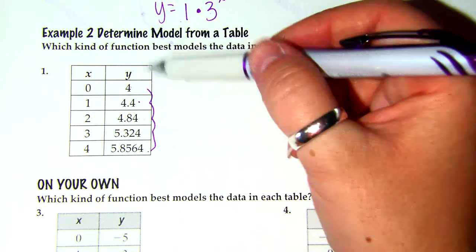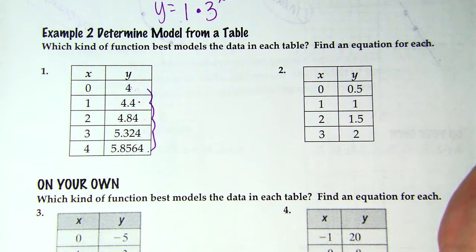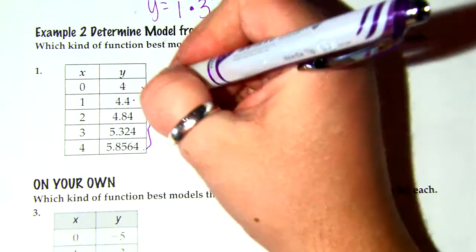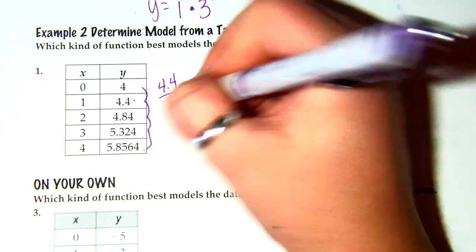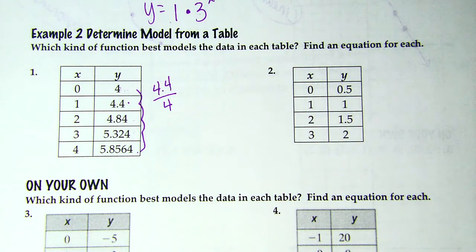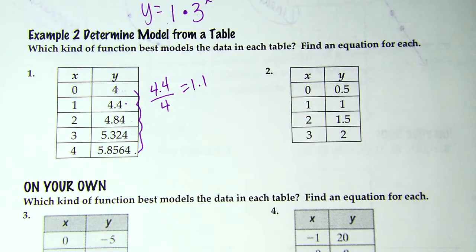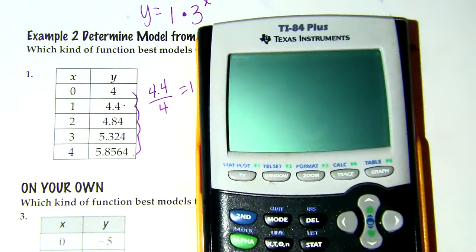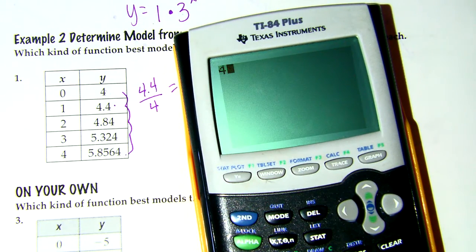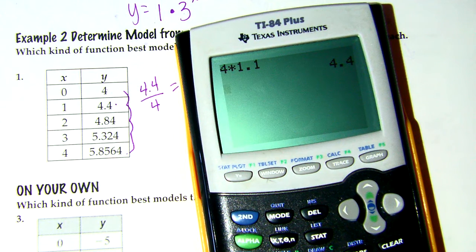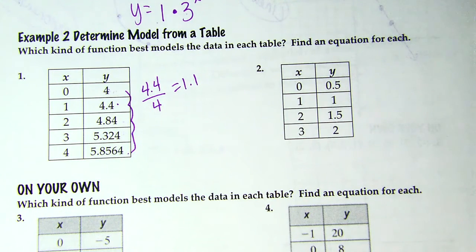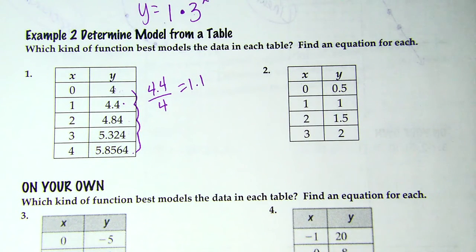If you can't tell, because it's decimals, which makes it a little bit harder, you might take any term, like 4.4, and divide it by the one before it. If you do 4.4 divided by 4, you get 1.1. That should be the pattern. If you wanted to check it on your calculator, you could do 4 times 1.1. Okay, that worked. Then that times 1.1. Okay, that's working. Double check that you got the right pattern. If you did, then go ahead and answer the question. Which kind of function best models the data? If it's a multiplying pattern, that's the exponential.